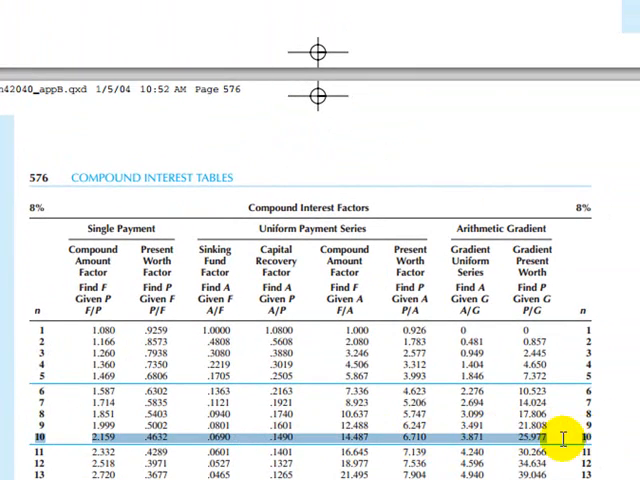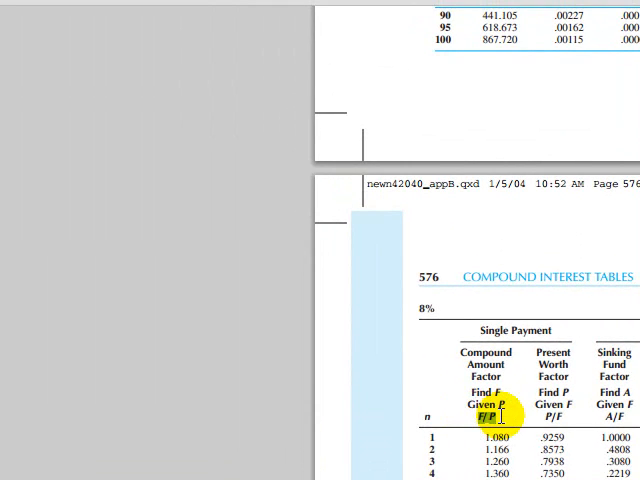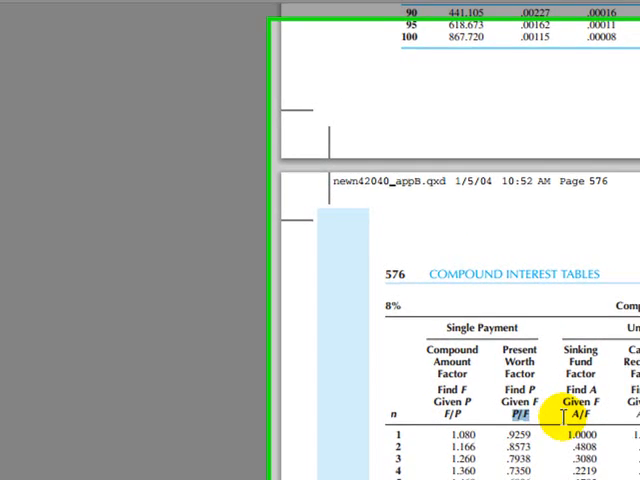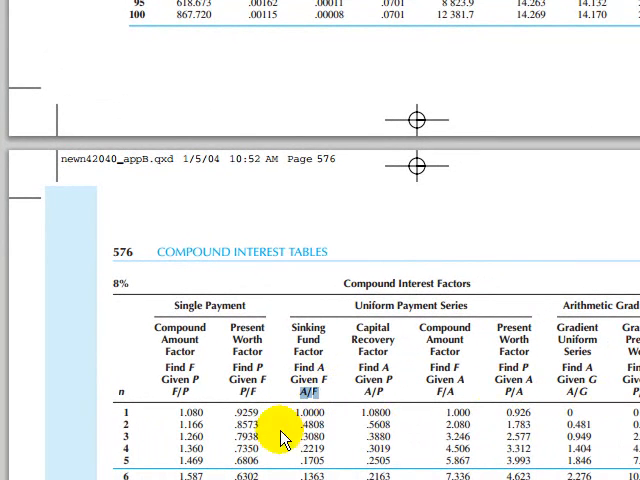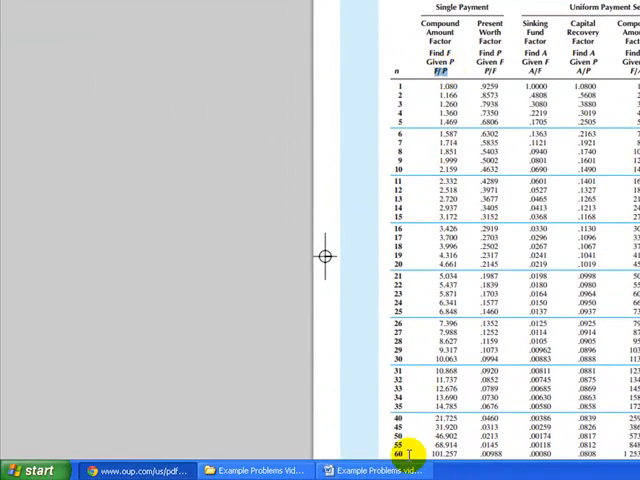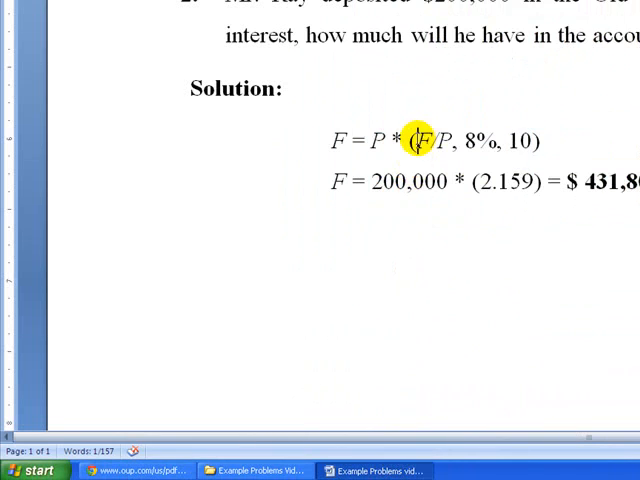There is different information in different columns, and we will use different information at different times. For example, the first column is F given P, right? The second column is P given F. The third column is A given F. These are all factors. We are interested in F given P. As you can see, P is given. We are interested in the F given P factor, so that we use that factor to multiply P to get the future value, right?